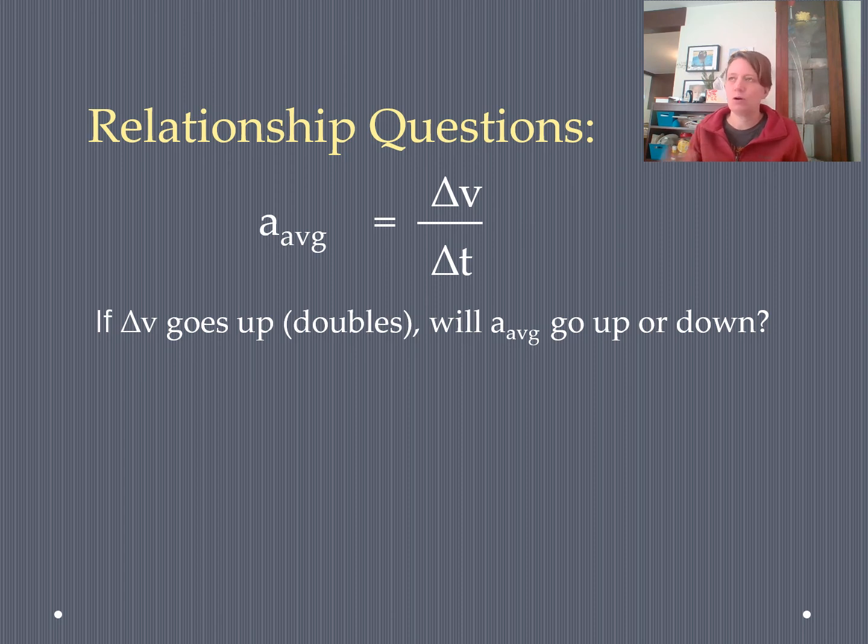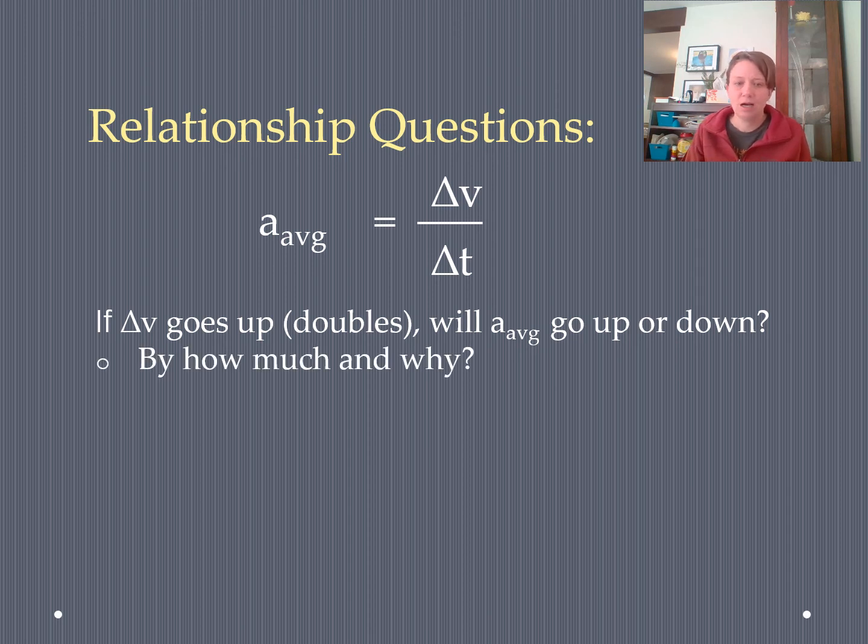So I have two cars, and one of them changes from 0 to 30 and the other one changes from 0 to 60, both over 2 seconds. Which one's going to have a higher acceleration? And you should be able to tell me, by how much does one have a higher acceleration and why? In the example I just gave, the second car is changing velocity twice as much as the first. Therefore, it's going to have twice as much acceleration because there is a linear relationship between average acceleration and velocity.